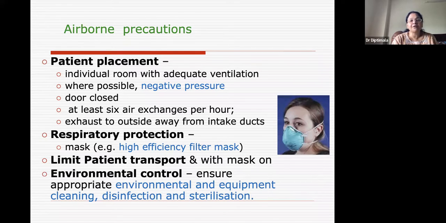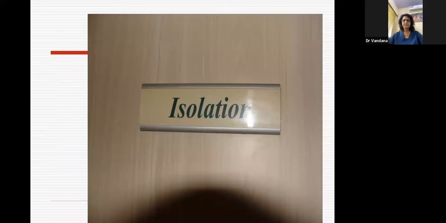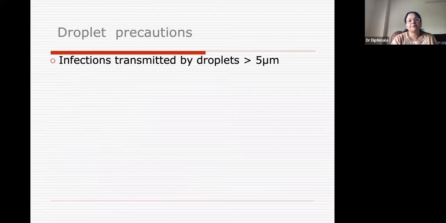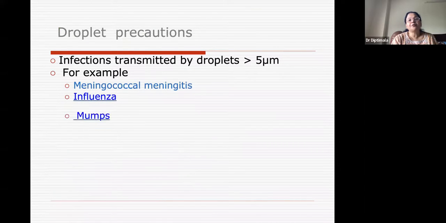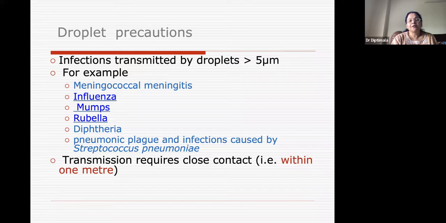Then when we talk of environmental control, ensure appropriate environmental and equipment cleaning, disinfection, and sterilization. This is isolation, where such patients need to be kept separate from the other patients. In droplet precautions, these infections are transmitted by droplets of more than 5 microns, like influenza, mumps, rubella, diphtheria. Transmission requires close contact, that is within 1 meter.